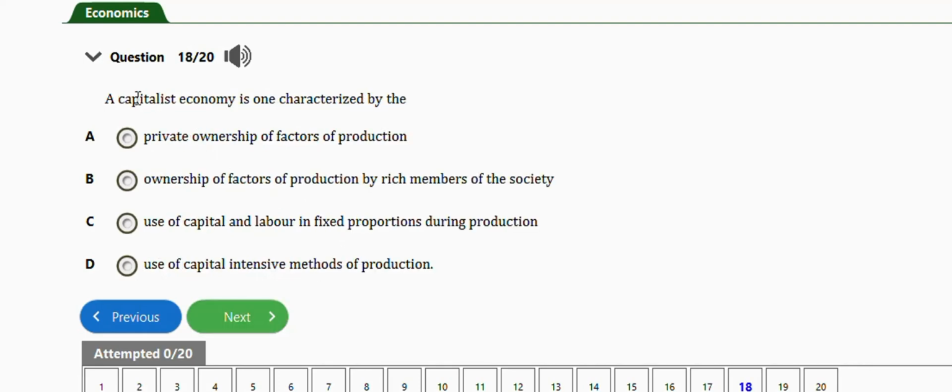It says a capitalist economy is one characterized by, we have private ownership of factors of production, ownership of factors of production by which members of the society, use of capital and labor in fixed proportions during production, use of capital intensive methods of production. Right answer is option A, which is private ownership of factors of production. Okay, so this is a characteristic of a capitalist economy. Next question is this one.